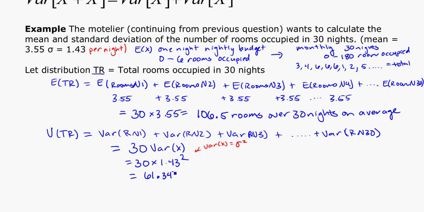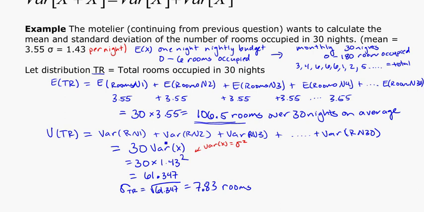So 30 times all of that becomes 61.347, and to get to my standard deviation of the total rooms, I need to make sure I do my square root. So my standard deviation over 30 nights is 7.83 rooms. My average number of rooms would be 106.5 rooms over the 30 nights.